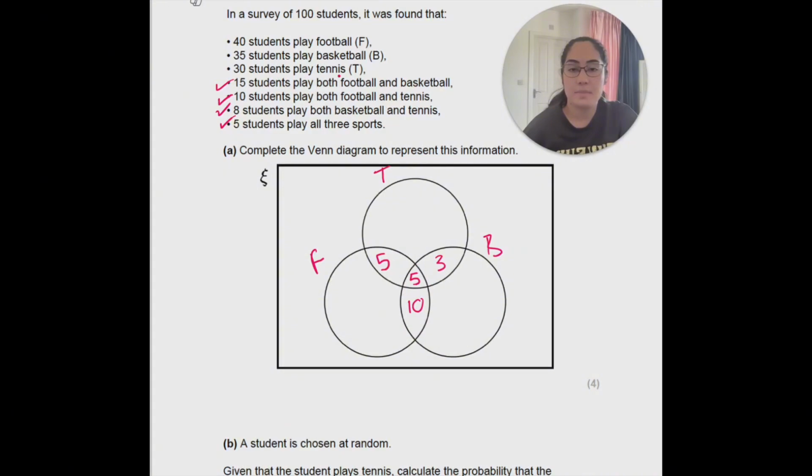And 30 students play tennis. So now we're looking at the tennis circle, which includes these 3 numbers. 5 plus 5 is 10. 10 plus 3 is 13. 30 take away 13 gives us 17. That's done. 35 students play basketball. So again, we're considering the whole circle. 3 and 5, that's 18 already in there. If we do 35 minus 18, we get 17.